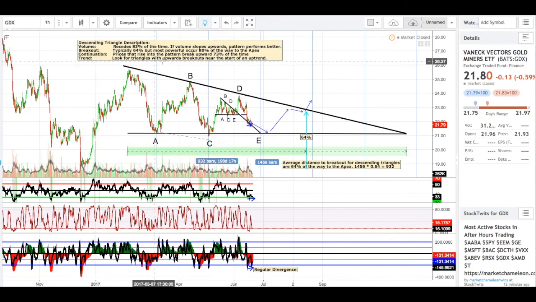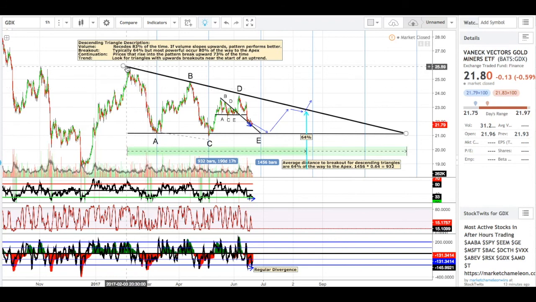Trend: look for triangles with upwards breakouts near the start of an uptrend. I would like to assume that this is the start of an uptrend, and therefore the trend part of our description should be valid. However, nothing has occurred that would confirm nor deny my prediction that this is a descending triangle. So until we have a breakout upwards, this is all just technical analysis.